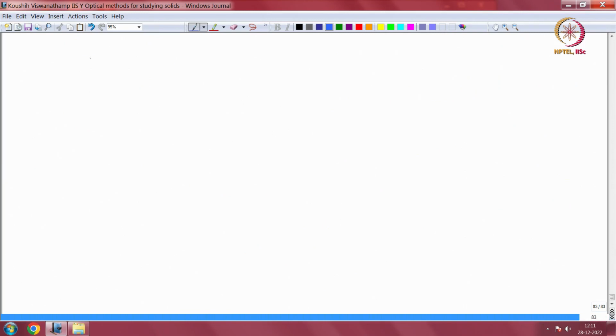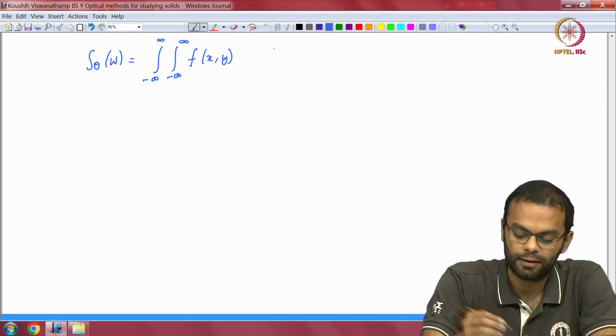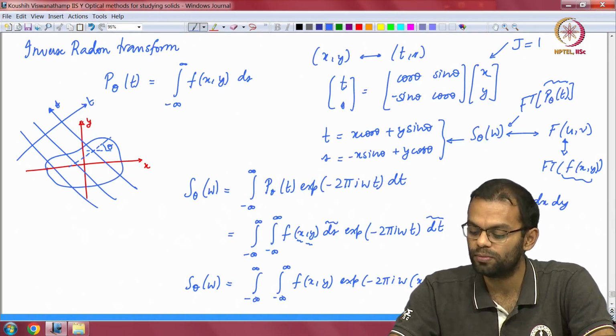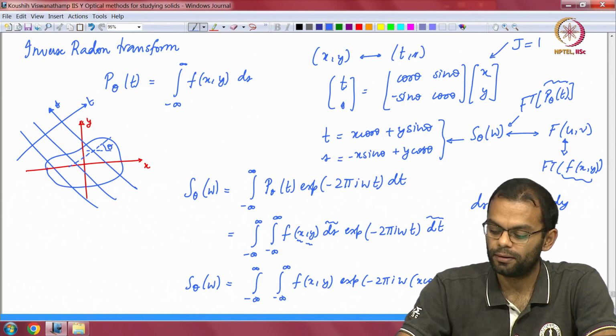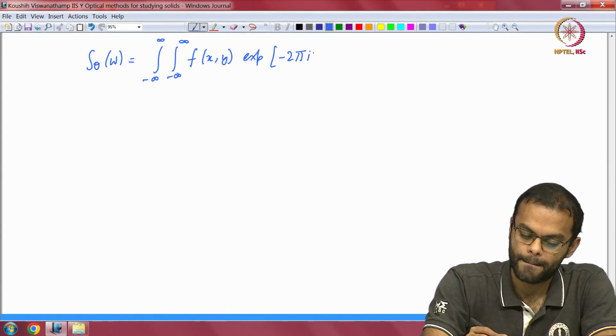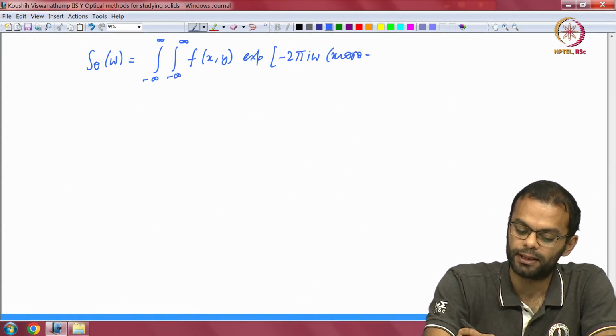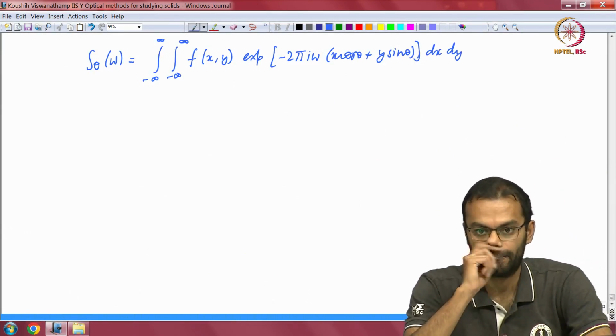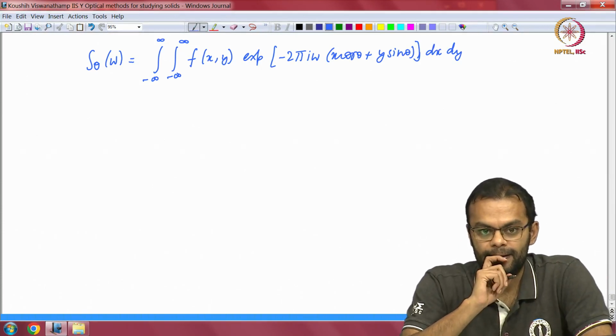So, let me just rewrite that. S theta of w was a double integral from minus infinity to plus infinity of f of x comma y. If you go back, we had this exponential of minus 2 pi i w times x cos theta plus y sin theta for t, times dx times dy. Okay.